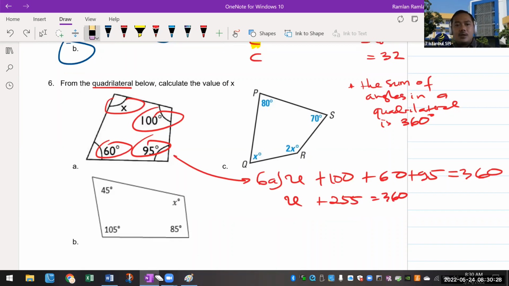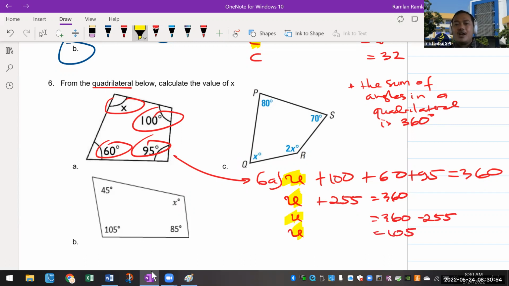Okay. We need to find the x. So the x needs to be alone on one side of the equal sign. Which means that we need to get rid of the 255 by subtracting both sides by 255. Or you can say, I'm going to move that to the other side. That will be minus. So x equals 360 minus 255, and that will be equal to 105. There we go.